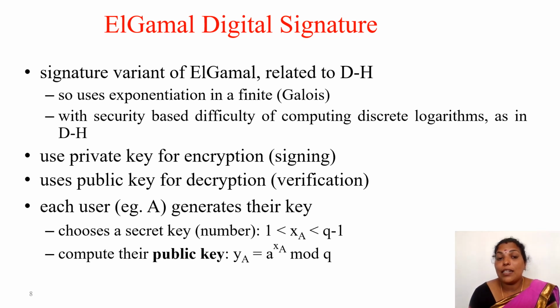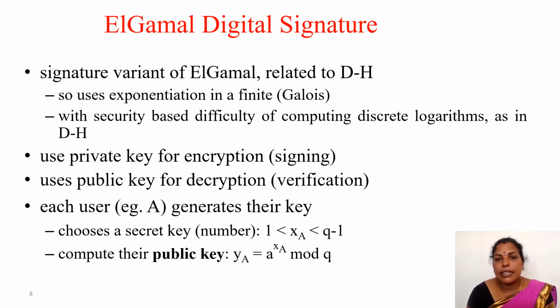This is a signature variant of Elgamal related to the Diffie-Hellman. Here also we are using exponentiation in the Galois finite field. Here it is providing security based on the difficulty of computing the discrete logarithms, as in Diffie-Hellman. There also we have faced one difficulty, that is, computing discrete logarithms is difficult in this Elgamal public key crypto system. Here in this Elgamal digital signature also, the same problem we are facing.